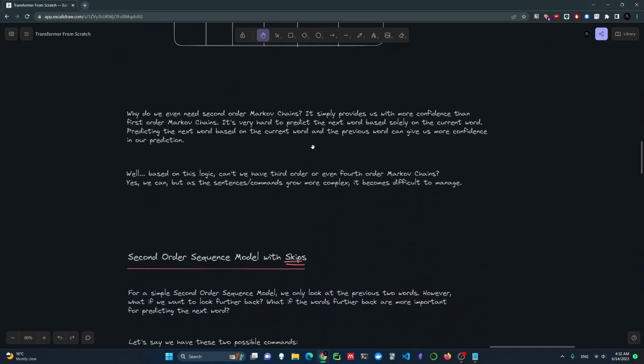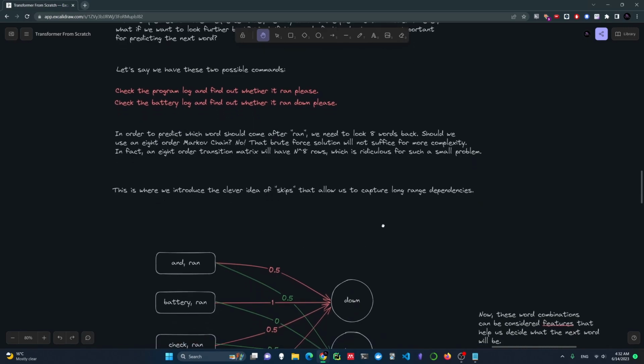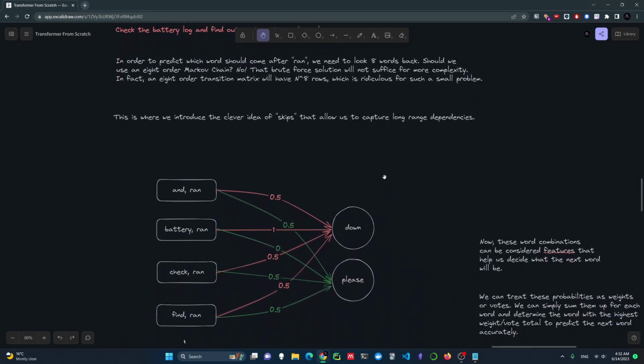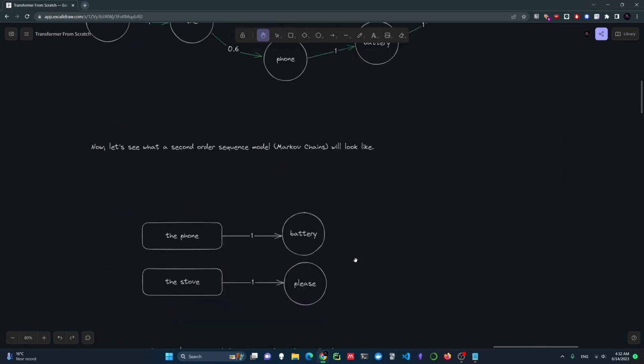And we talked about the importance of a second order sequence model, why it's better than a first order sequence model. And then we talked about intuition for a second order sequence model with skips, right? Why the idea of skips is very crucial. And yeah, we talked about the second order sequence model with skips and the idea of long-range dependencies and features and votes/weights to determine the next word. And I hope you guys found this video helpful. I think that's it for this video.